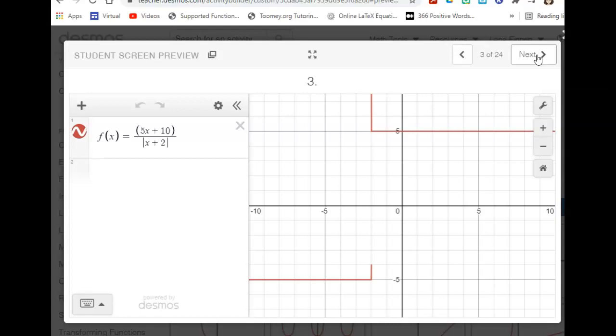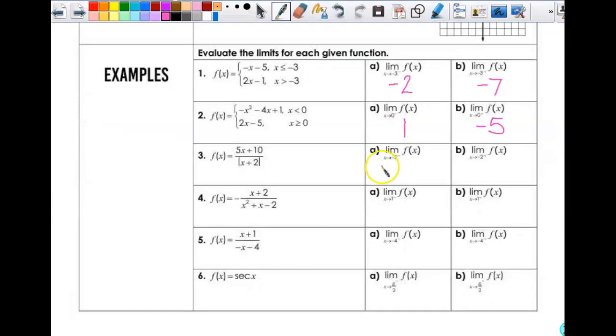On number 3, when it has piecewise, for some reason it does this little thing, but that doesn't even really matter, honestly. If we're looking at the limit as x approaches -2 from the left, so as I approach -2 from the left, then I'm approaching -5. Ignore that part on these. I don't know why it does that, but I'm approaching -5. As x is -2, as I approach that from the right, I'm approaching a +5. So this is -5 and +5.